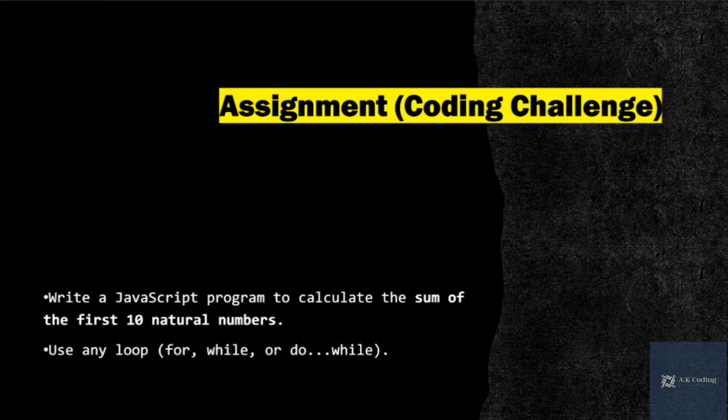I wanted to give a simple coding challenge. Write a JavaScript program to calculate the sum of the first 10 natural numbers, from 1 to 10, and use any loop: for, while, or do while. Maybe you can use all three of them, and you can do more practice.